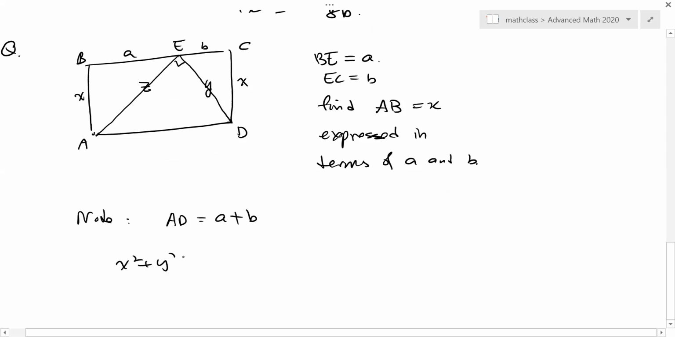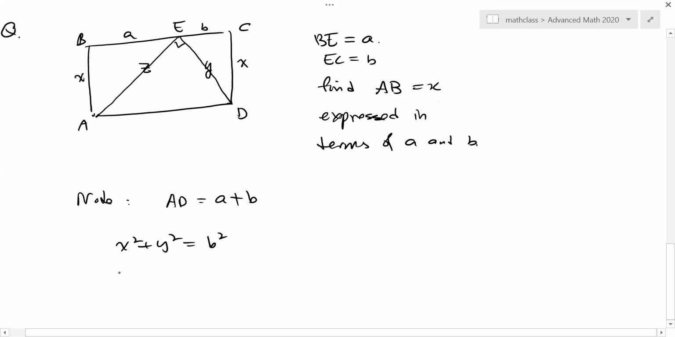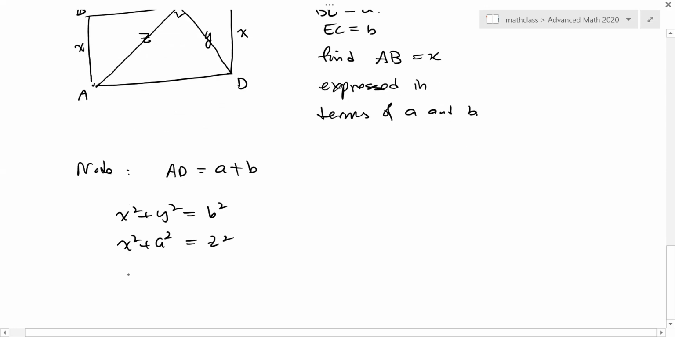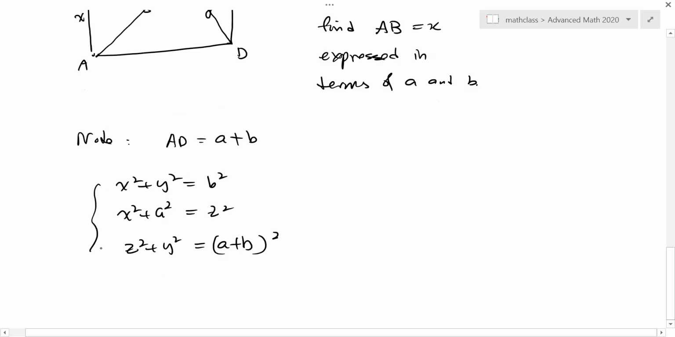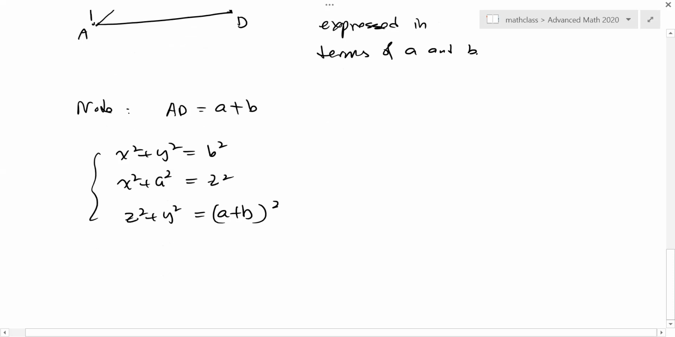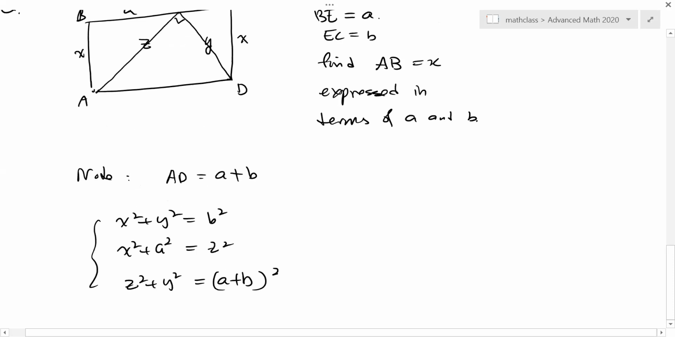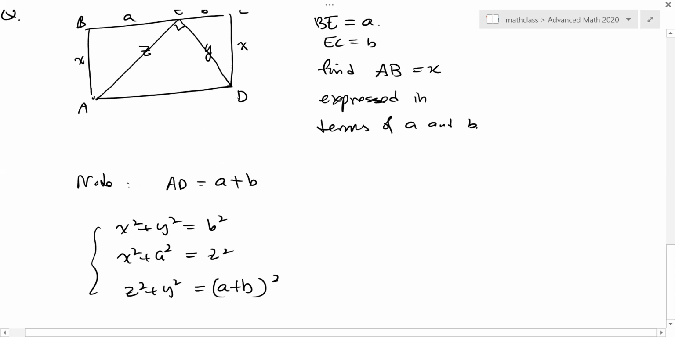x squared plus y squared equals b squared. Then x squared plus a squared equals z squared. Then z squared plus y squared equals (a plus b) squared. So now you have these three equations.